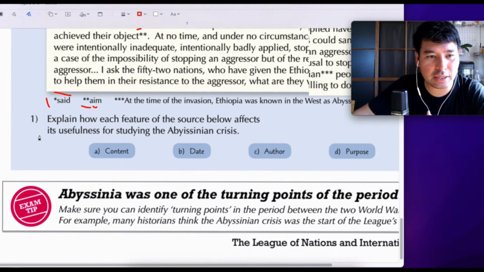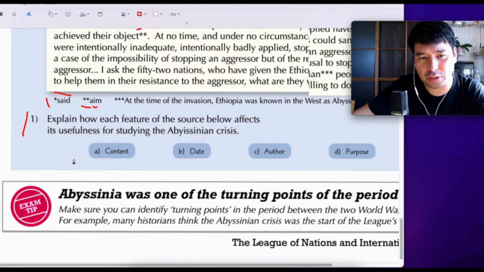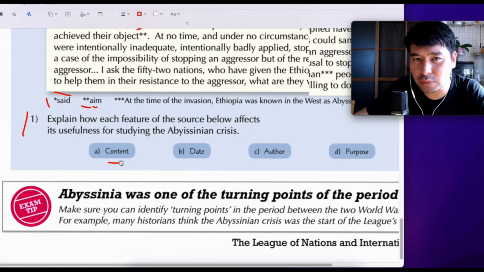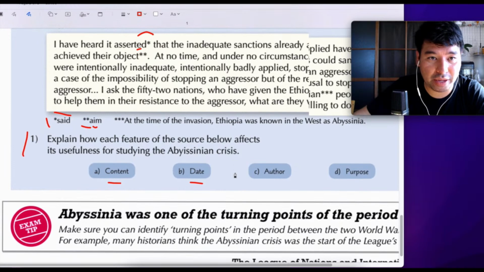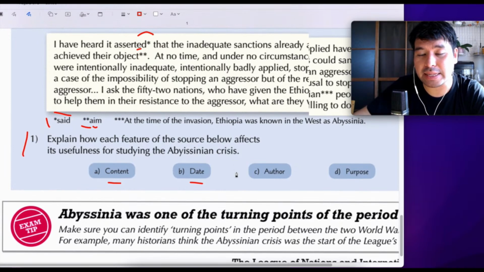So let's see what the question is here. Number one: explain how each feature of the source below affects its usefulness for studying the Abyssinian crisis. Again, explain how each feature of the source below affects its usefulness for studying the Abyssinian crisis. We have A, content. Do you know the meaning of that word? Content means "o conteúdo," right? Then the date. Do we have dates here? What is the date? Was it September 19th?